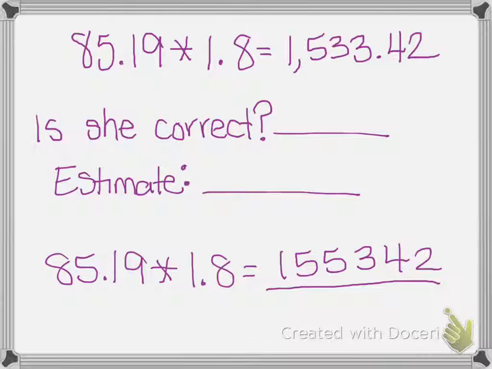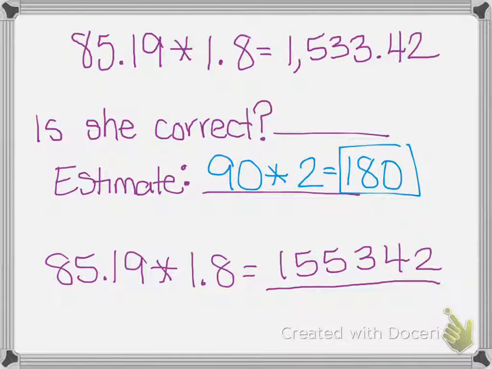So if I was going to estimate, I would round 85 and 19/100 to 90. I would round 1 and 8/10 up to 2. 90 times 2 is 180. So if I look at my 180 estimate and I look at Rose's answer, I know she's not correct because 1,533 is way too big. So if I were going to put the decimal in, I would have to put it right here because 153 is much closer to 180 than 1,533.